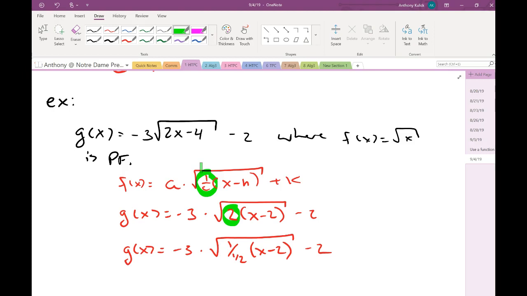So if I take 1 and divide it by 1/2, that's the same thing as 1 times 2 over 1, which is just 2. That's the trick for rewriting an integer in that 1 over C form. So it was a little tricky.